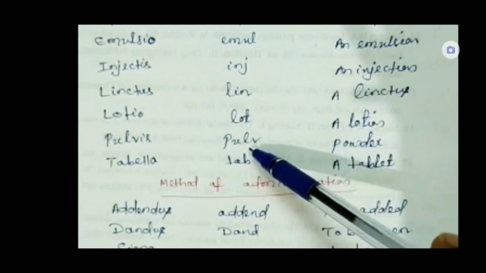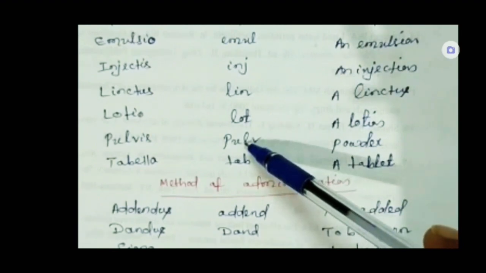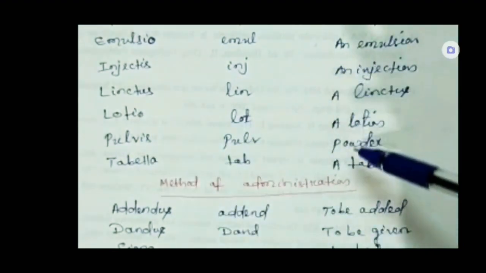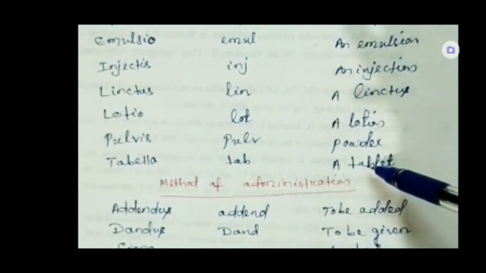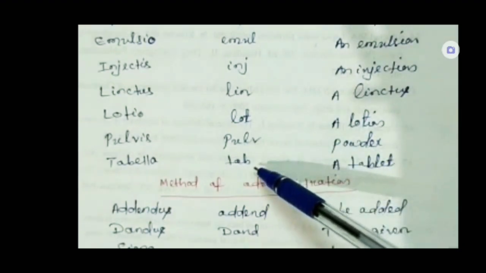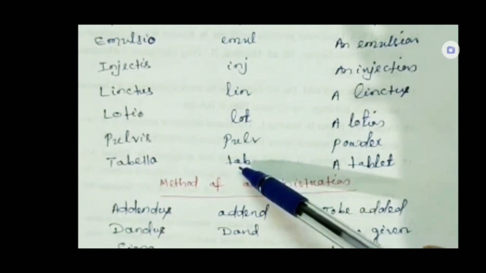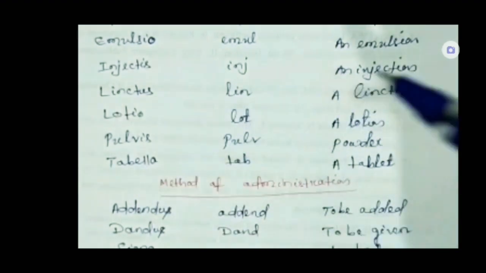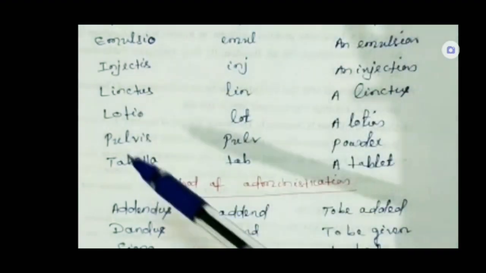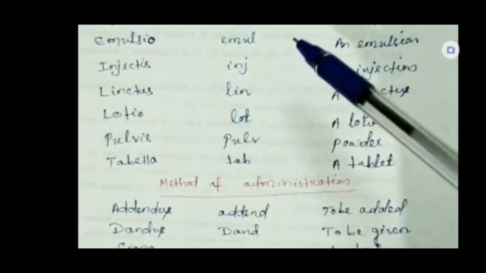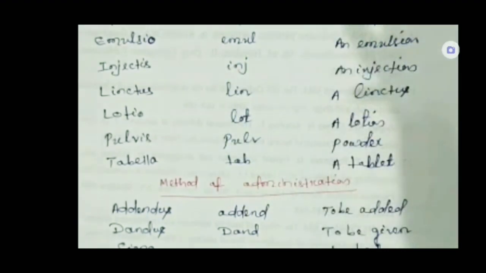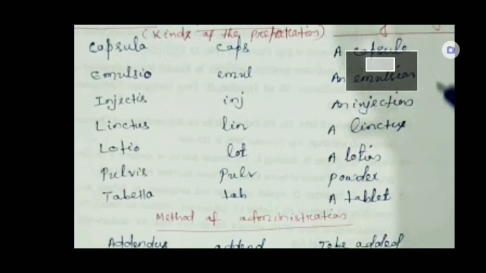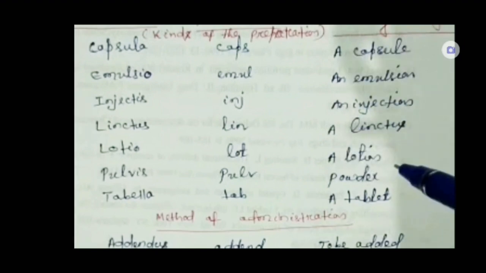If it is PULV, the abbreviation PULV for the Latin term pulvis, its meaning in English is powder. Likewise, the abbreviation tab indicates a tablet, for the Latin term tabella. So these are the different kinds of preparation and accordingly their meanings in English: caps for capsule, tab for tablet, INJ for injection, LIN for linctus, LOT for lotion, PULV for powder.